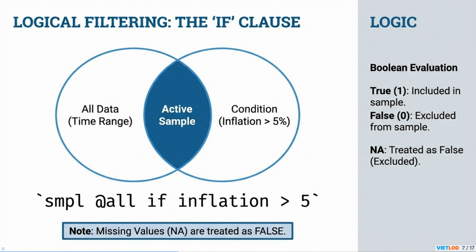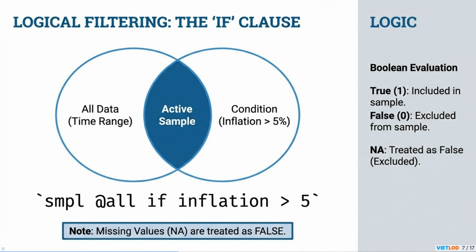The real power comes from combining this with logical conditions. The if clause allows you to filter data based on a logical condition. The active sample becomes the intersection of the time range and the observations where the condition is true. EViews uses Boolean evaluation. If the condition is true, the observation is included, represented by a 1. If it's false, it's excluded, represented by a 0.